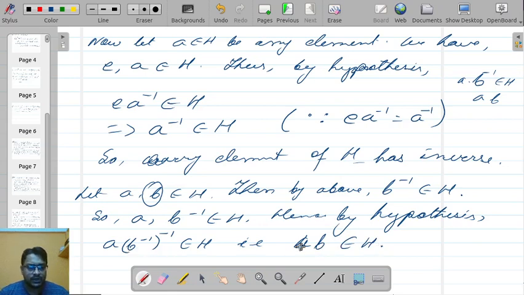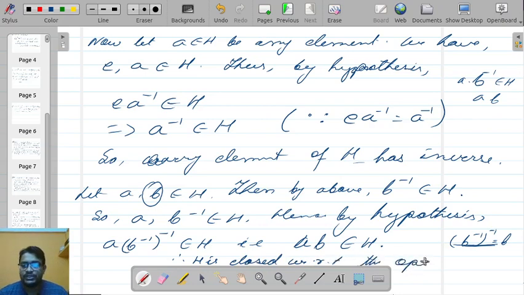Whether I had done this result or not, I do not remember. Okay, we will just see. B inverse whole inverse is actually B. For any element, the inverse of the inverse is the element itself. So here we have proved that H is closed with respect to the given operation, with respect to the operation in G.